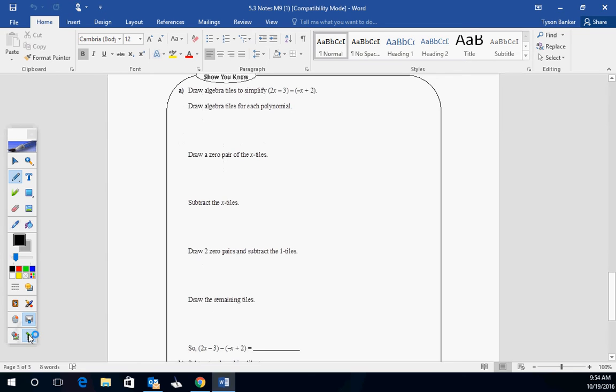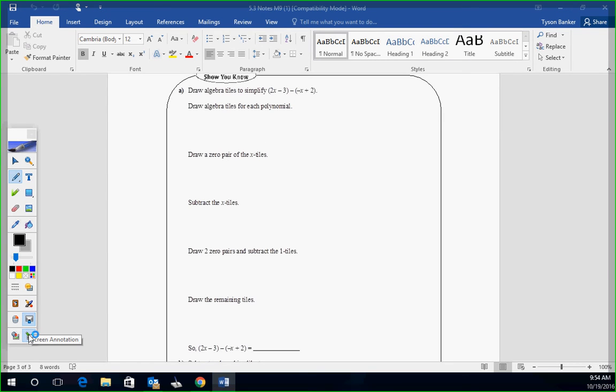Okay, so draw the algebra tiles for each polynomial. Okay, so watch what happens here, though. It's a little tricky. So for doing this, we have to make sure we understand we have 2x, so these are dark, 3 whites for negative 3, and we're minusing a negative x and 2 darks. So what you have to say to yourself is, I am minusing a minus, right? So we're not adding them, so they don't zero out.